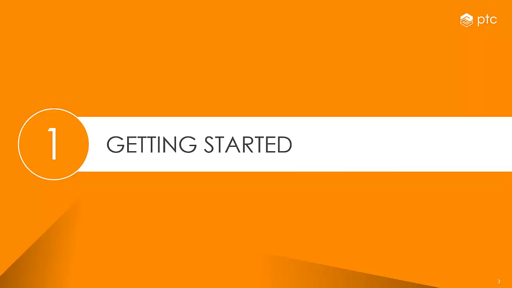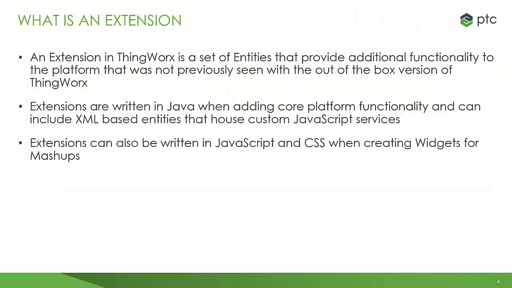Getting started. What is an extension? An extension in ThingWorx is a set of entities that provide additional functionality to the platform that was not previously seen with the out-of-the-box version of ThingWorx. Extensions are written in Java when adding core platform functionality and can include XML-based entities that house custom JavaScript services. Extensions can also be written in JavaScript and CSS when creating widgets for mashups.